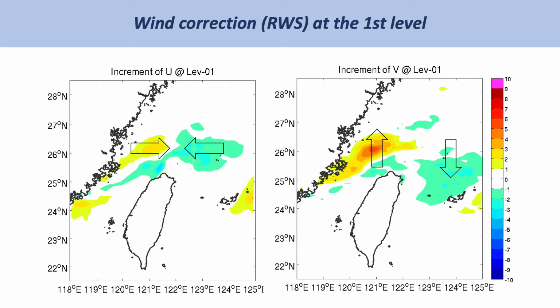Here I'm showing you the first level wind correction. You can see that with the R-wind data assimilated, we can have significant and front-scale wind correction. For example, the correction on the zonal wind component shows convergence north of Taiwan, while the correction on the meridional wind shows modification of the front orientation.